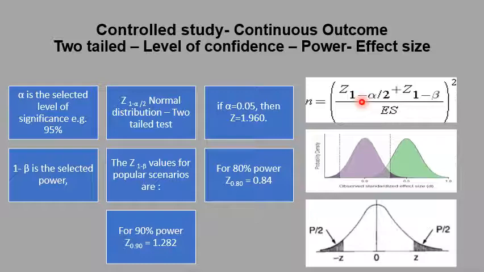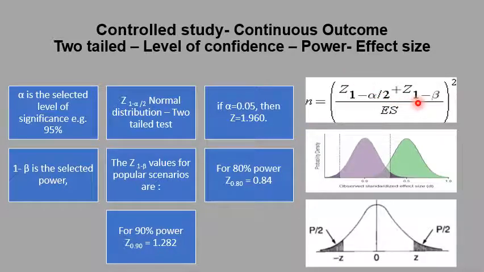The first entity, by far the commonest level of significance chosen for medical research, is p equal or less than 0.05, and this translates to a z-score for a two-sided study of 1.96. So you see this 1.96 being used repeatedly in several equations.